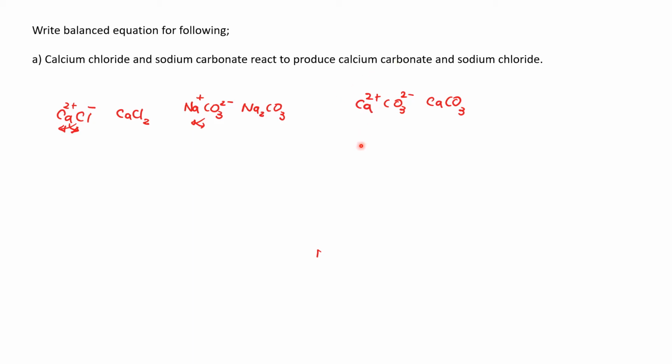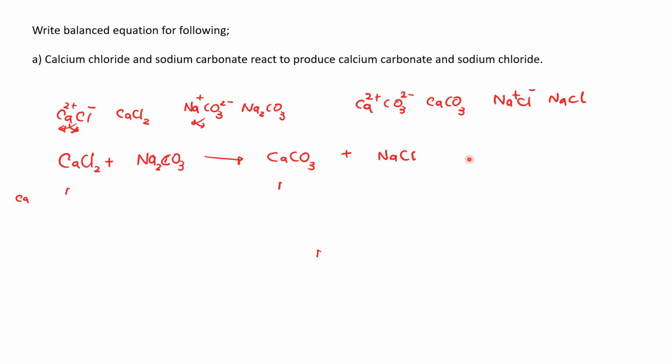Calcium carbonate: calcium makes 2+ ions and carbonate has a 2- charge. So this will give you calcium carbonate. Sodium chloride: sodium has a +1 charge and chlorine has a -1 charge. So this is your formula for sodium chloride. Let's write the chemical equation. And then we have to balance this equation.